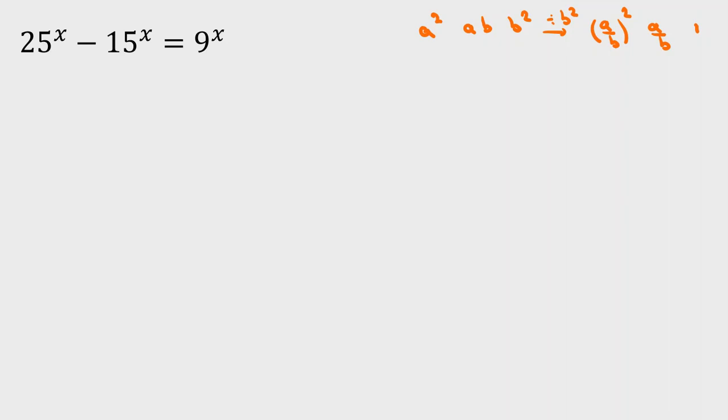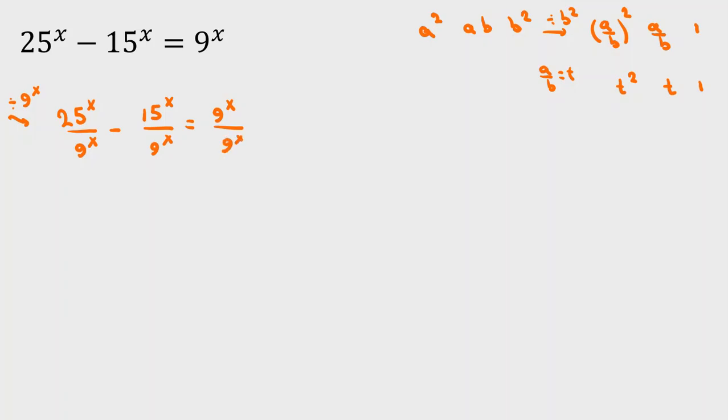And then we can consider a over b as a new variable. Because if a over b equals t, then we have t squared only, t and 1. Okay, let's use this. I divide both sides by 9 to the x, because it is b squared. It will be 25 to the x over 9 to the x minus 15 to the x over 9 to the x equals 9 to the x over 9 to the x.